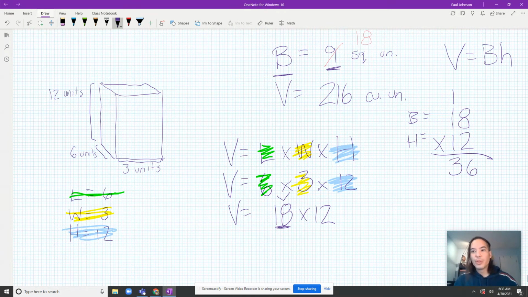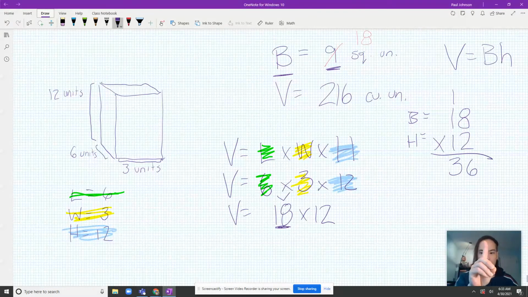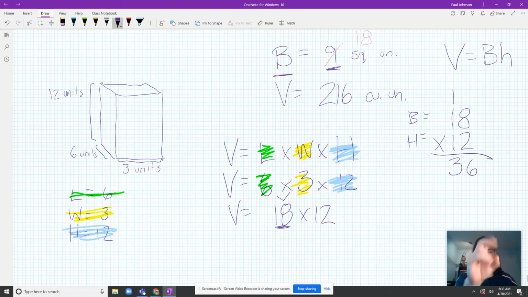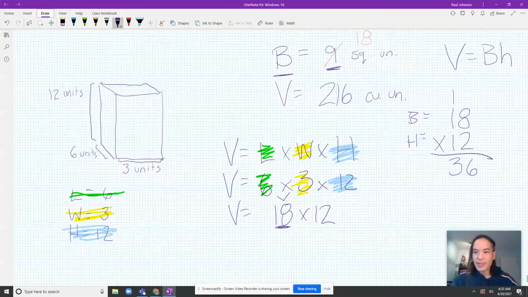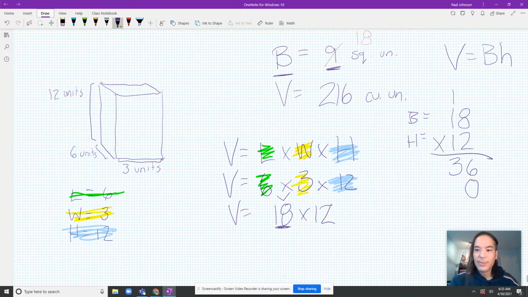Remember, most important thing when you're multiplying 2 by 2. Second line, ones place, 0. Do it with me now. Second line, ones place, 0.